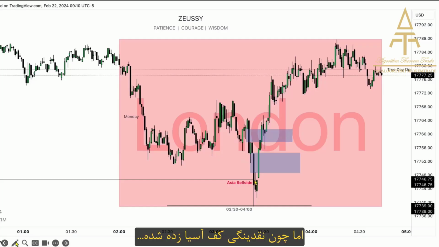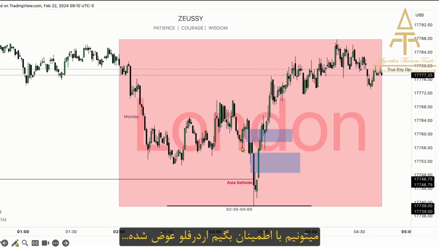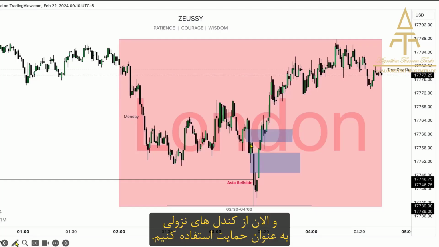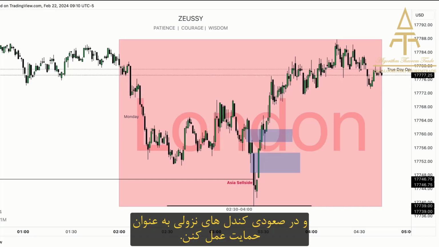But because our point of interest, the Asia sell side, the Asia low, was reached and we saw a purge of that sell side liquidity occur, and the market then displaces above this up close candle, we can now confidently say, okay, order flow has shifted and we're now going to look for down close candles to act as support on price. If we're bearish, we're looking for up close candles to act as resistance on price, and if we're bullish, we're looking for down close candles to act as support on price.